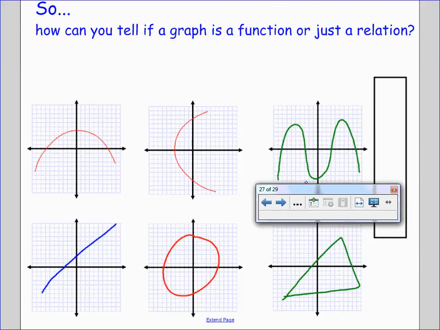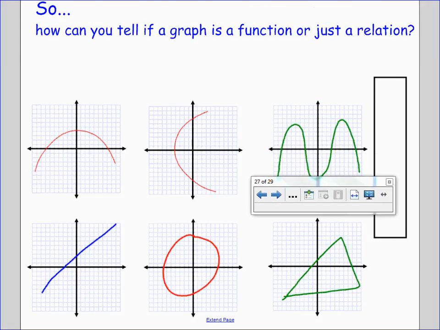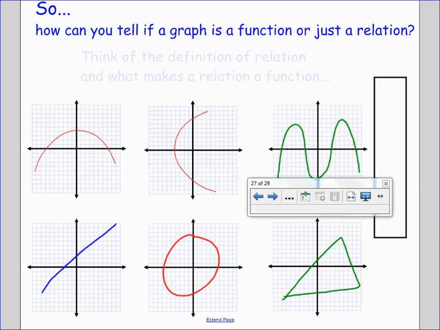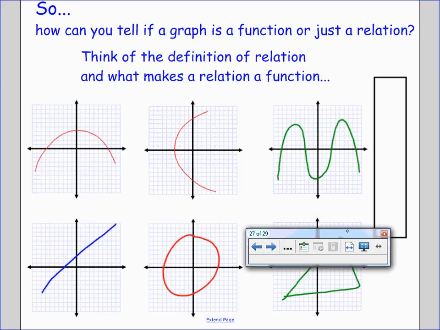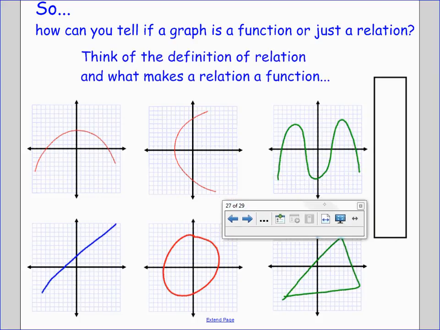All right. The last thing we're going to look at is how to tell graphically whether or not a given relation is or isn't a function. Think back to our definition of function. Each input that appears can only be paired with one unique output. If there's an input that appears more than one time, paired with a different output, then it's no longer a function. So think of the definition of a relation and what makes a relation a function.